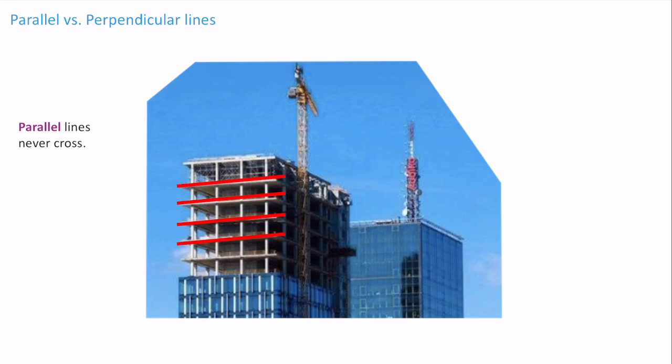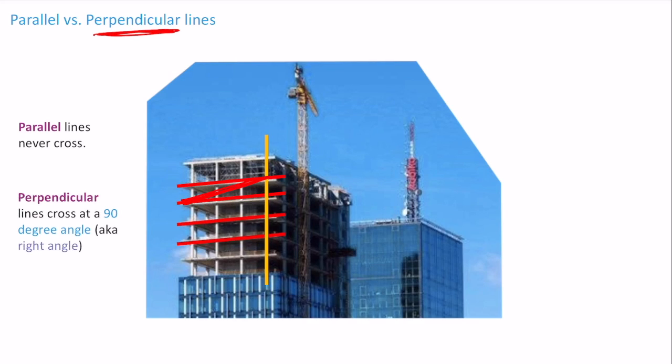If one of those floors went at some weird angle like this, right, it would crash into the other floors. That doesn't work. They have to be parallel. They can't cross. It's the only way it really works, right? The other type of line you can see are these vertical lines, and those are perpendicular to the parallel lines. And you can imagine how important that is that they go straight up and down. If those went at a weird angle too, you'd end up having a building that was going to collapse.